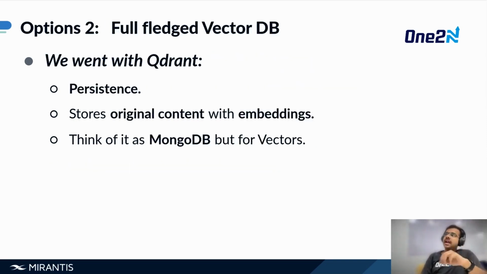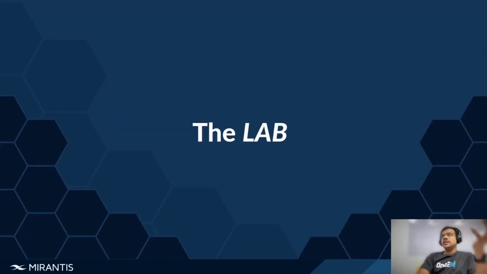So the other way, and this is the route we went into, is to use a full-fledged vector DB. For example, you have Qdrant, you have Pinecone, you have Milvus, and this provides you persistence out of the box. It even stores original content with embeddings. So you could think of it as MongoDB, but for vectors.